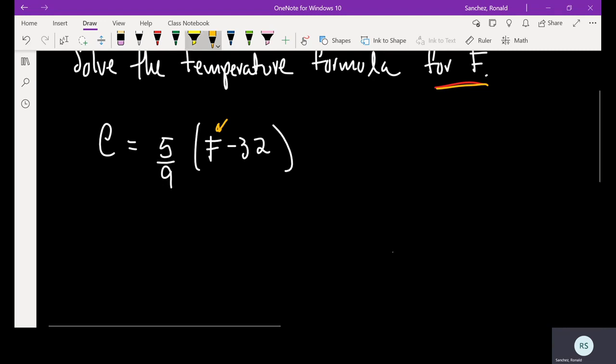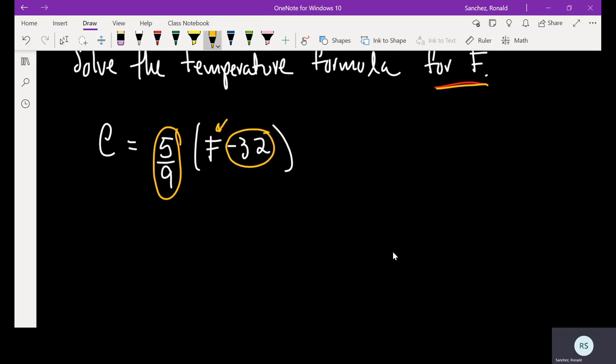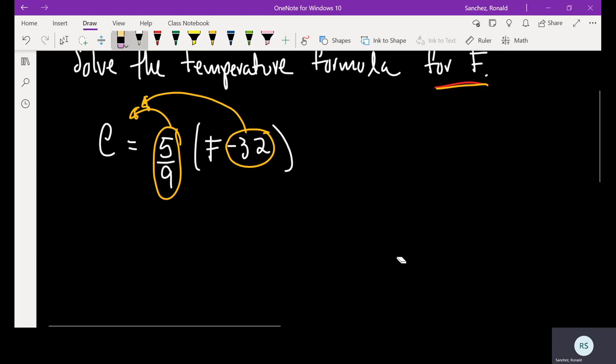Now, how do we do this? In order to isolate F, there are two things that we have to move. We need to move this 5/9 and we need to move this -32. So we have to move them to the other side. We are going to move them the same way that we have been moving everything else, using inverse operations. Well, how can I move that 5/9? The way that I move it is by dividing by 5/9, because this 5/9 is multiplying this F minus 32. Remember, all of this, because it's inside the parentheses, is a whole quantity.